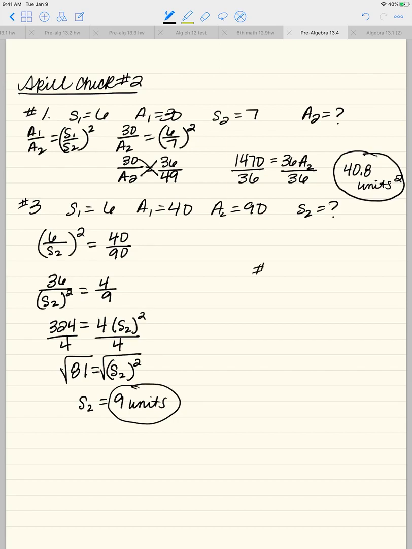Practice with number 2 and number 4. The answer to number 2 is approximately 2.2 units squared because that is an area. And number 4 is 9.8 units, and it's just units, not units squared, because that is the length of a side.